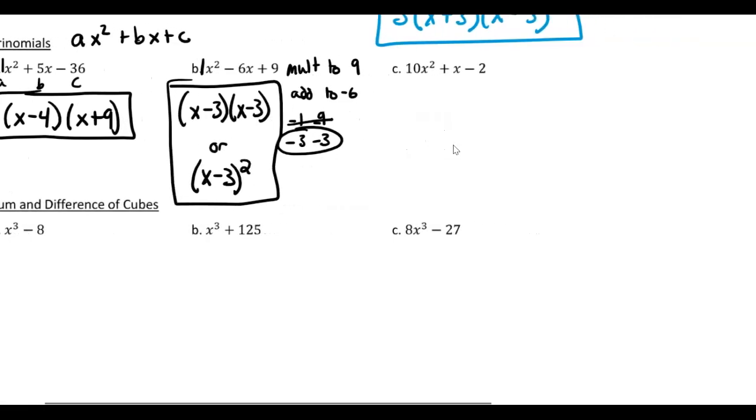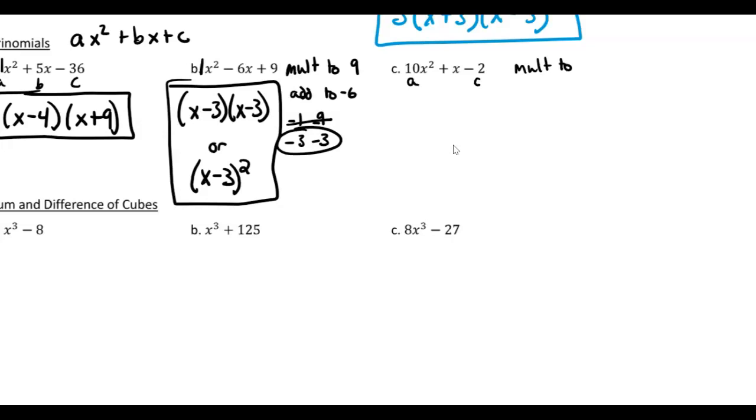Okay, let's look at C. C has an a value that's not 1, so this is a great time to show you some different strategies. So we still start out the same. We still say what multiplies to AC, which A is 10, C is negative 2, so that's negative 20 when you multiply them. And it has to add to B. The B value is in front of the x right here.